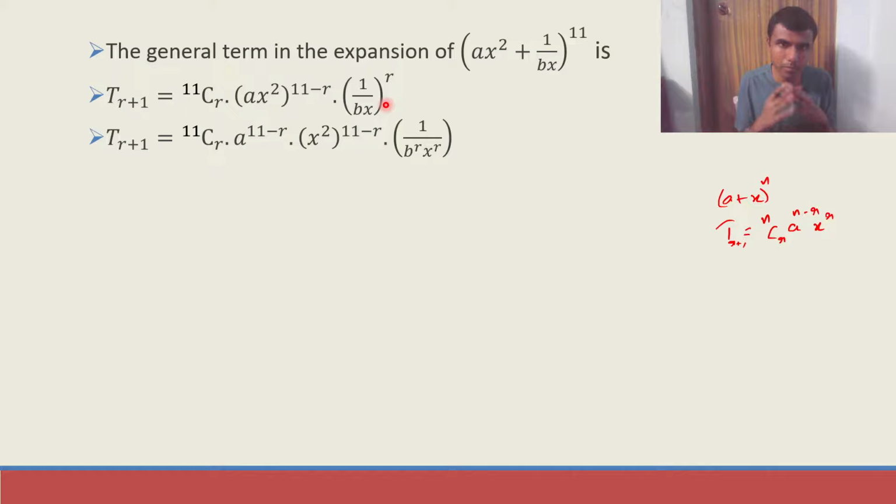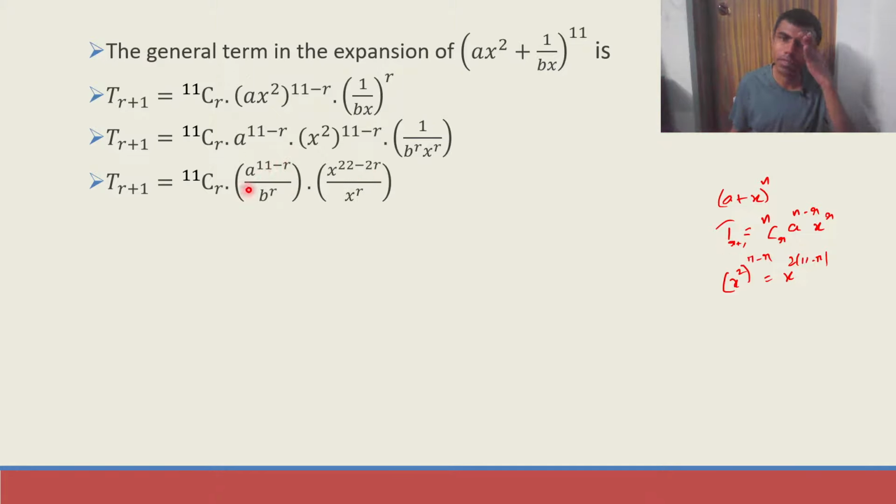Now next, (x square) whole power 11 minus r. For this I need to help you guys a little. (x square) whole power 11 minus r is nothing but x power 2 into (11 minus r), because (a power m) whole power n is a power mn, so these powers get multiplied. So 2 into (11 minus r), so 22 minus 2r.